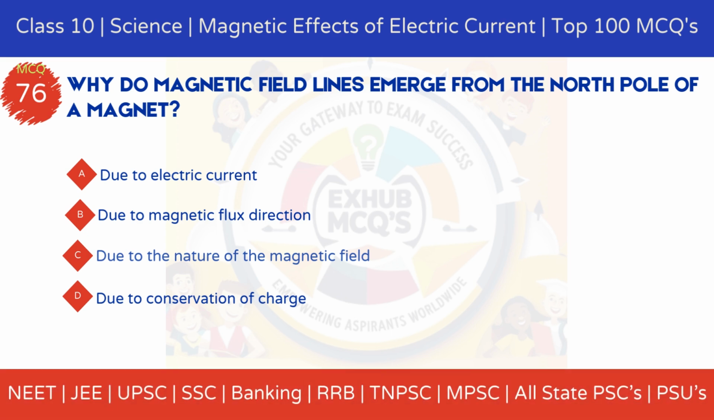76. Why do magnetic field lines emerge from the north pole of a magnet? Option A, due to electric current. Option B, due to magnetic flux direction. Option C, due to the nature of the magnetic field. Option D, due to conservation of charge.